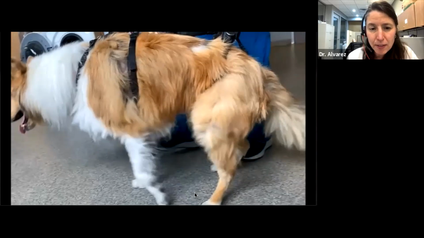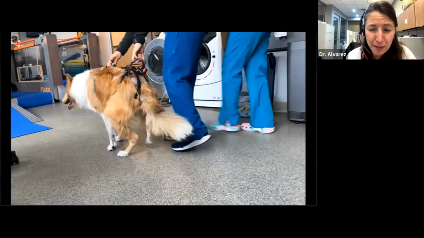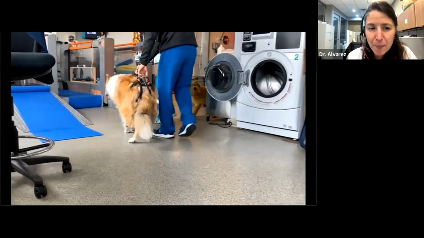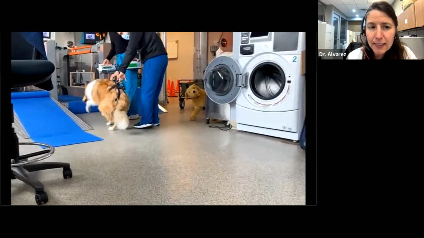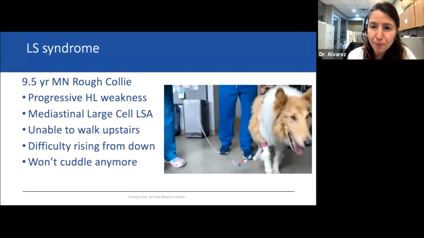So you can see him here. He's hospitalized. You can see how crouched his hind limb gait is. He's extremely weak. He also just looks painful. You see that tail is not up. He can't really fully extend his knees because he's experiencing severe pain in his LS region.